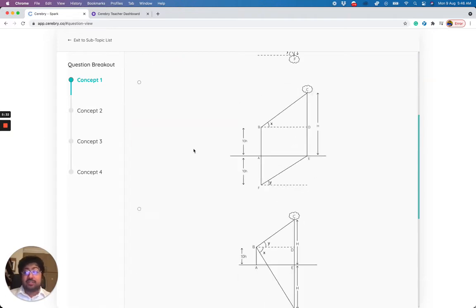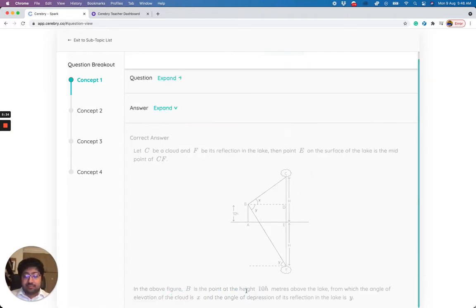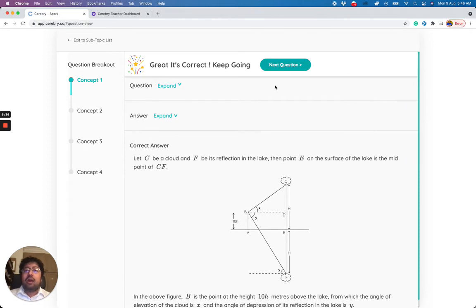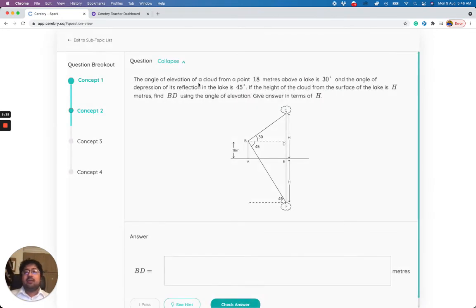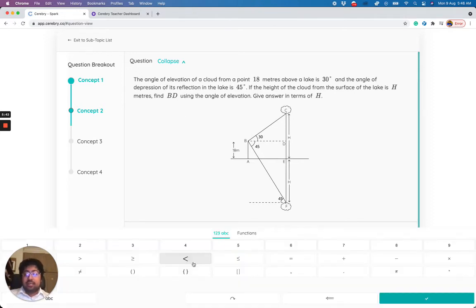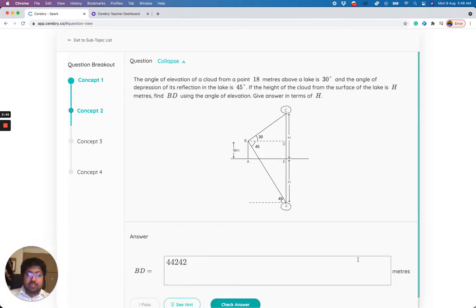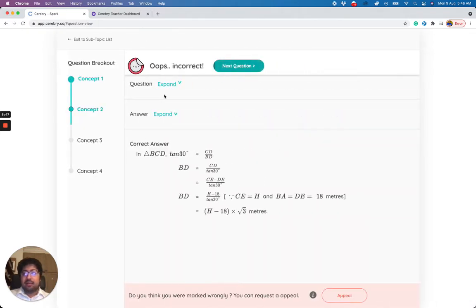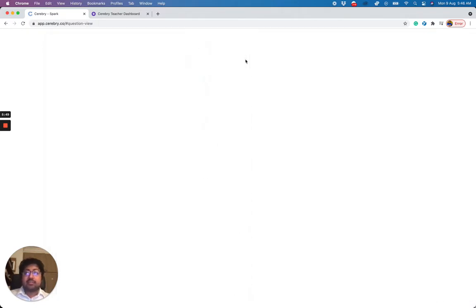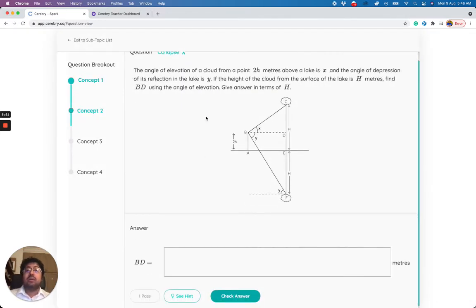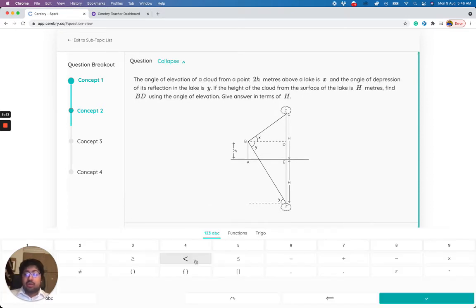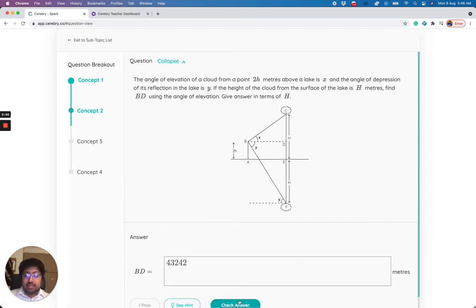Let's say the student gives a wrong answer again. I accidentally gave the right answer. So now we go to step 2. Let's say we start to give wrong answers for this step. Okay, my answer was incorrect, so it shows me the step-by-step solution. Now it takes me to step 2. Let's say my answer is incorrect again.